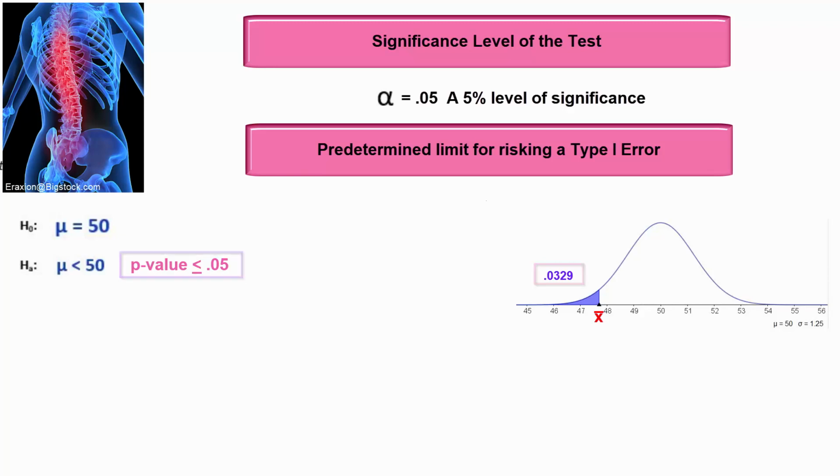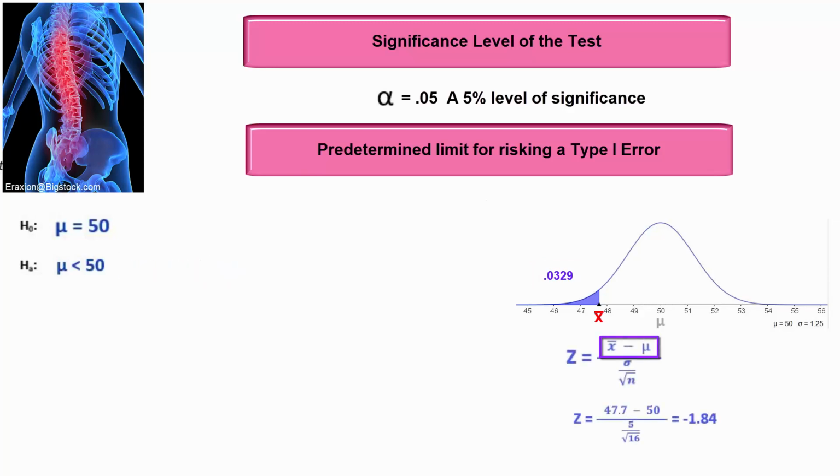The difference between the statistic and assumed parameter in the null is said to be a statistically significant difference if it creates a p-value that's below the alpha level or significance level of the test.